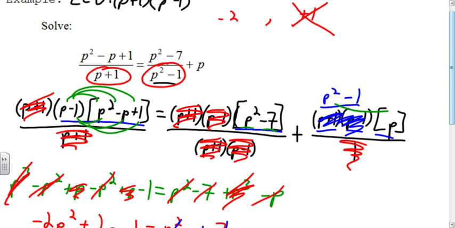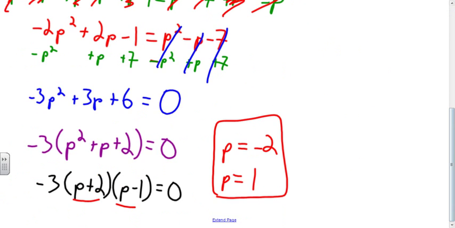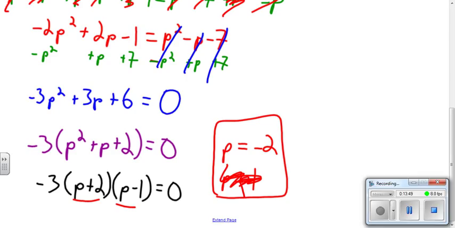Now we'll try negative 2. Negative 2 plus 1 is negative 1, so it works. Negative 2 squared is 4. 4 minus 1 is 3, so that works. So the only one that works is p equals negative 2. That is the only solution to this equation.